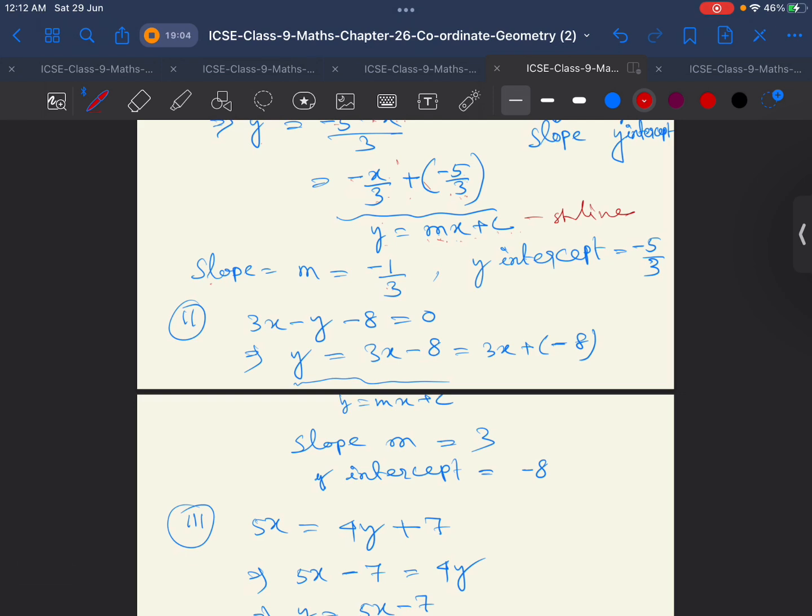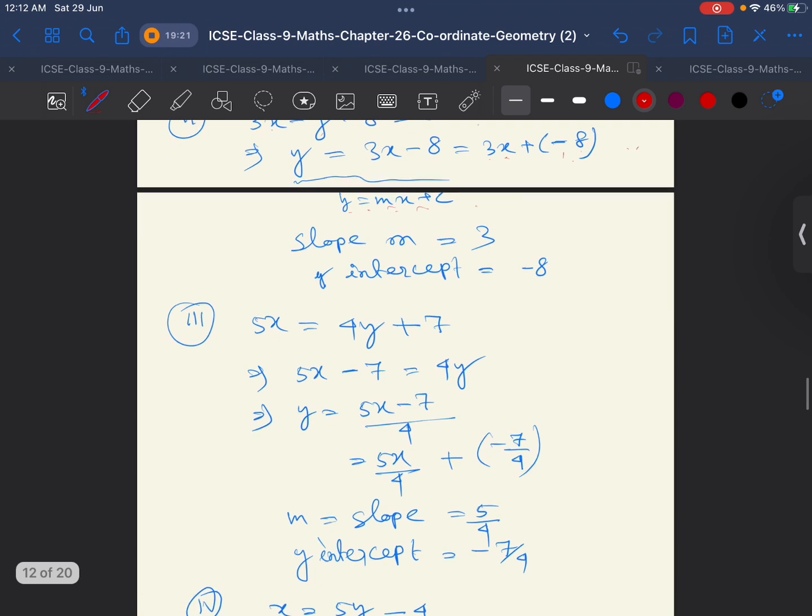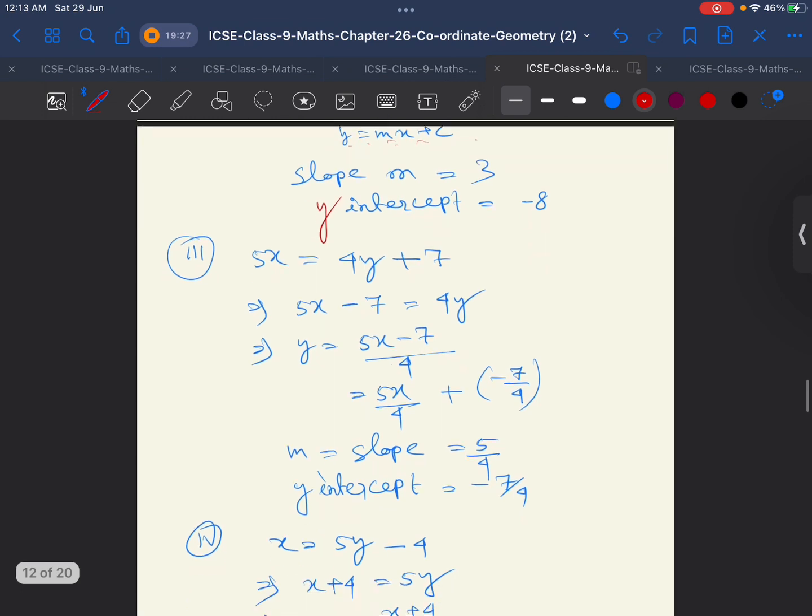Now question number 2: 3x minus y minus 8 equals 0. Here y equals 3x minus 8. So we can write 3x plus minus 8. Now we compare this equation with y equals mx plus c. Here m is 3 and c equals minus 8, which is the y-intercept.